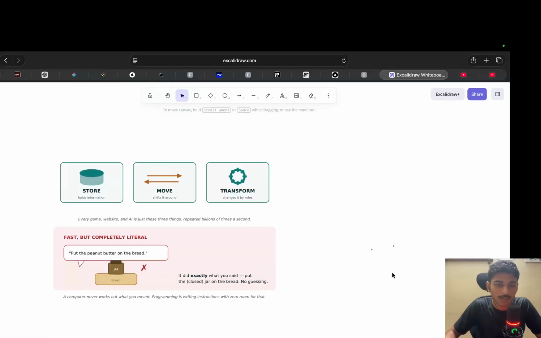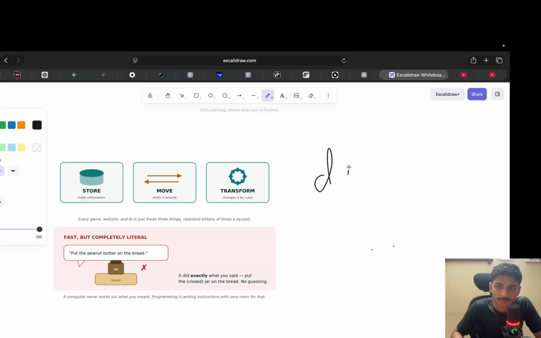Now, if you look at this diagram here, remove the software, and remove the reasoning behind how the software runs, just assume. So what does the computer do? Computer deals with data, right? What is data? Data is nothing but information. Computers deal with data.